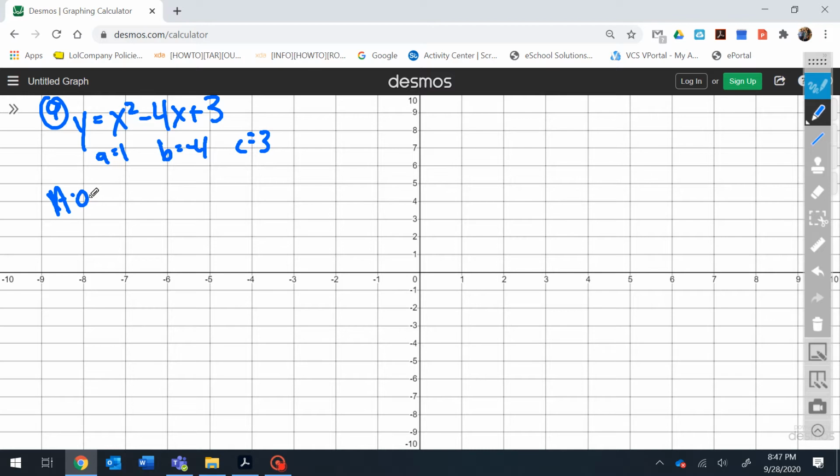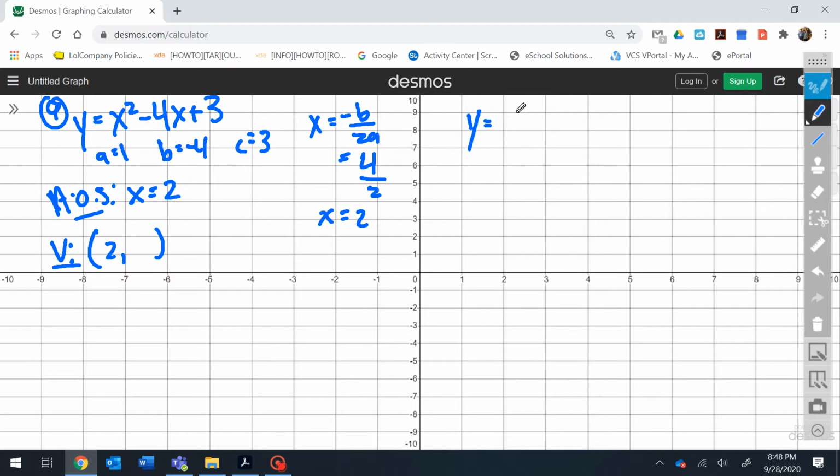Our axis of symmetry is x equals negative b over 2a. So 4 over 2, which is just 2, so the axis of symmetry is 2. The vertex, 2 comma something. I need to substitute 2 into the equation to figure out what that something is. So 2 squared minus 4 times 2 plus 3. So 4 minus 8 plus 3. 4 minus 8 is negative 4, plus 3 is negative 1. So the y-coordinate is negative 1. So the vertex is 2, negative 1.